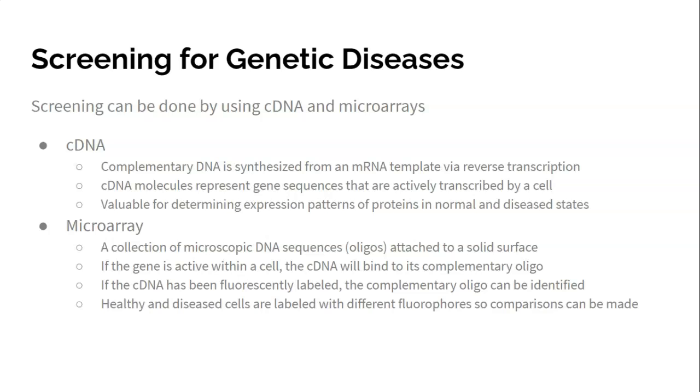And then a microarray is a collection of really small DNA sequences called oligos attached to a solid surface. And if the gene is active in a cell, the cDNA will bind to its complementary oligo, right? If it's active, it will bind. And if the cDNA has been fluorescently labeled, then you can very clearly see that cDNA because it's going to light up. And then with this, you can determine healthy and diseased cells because they're going to light up differently. So you can make nice comparisons.